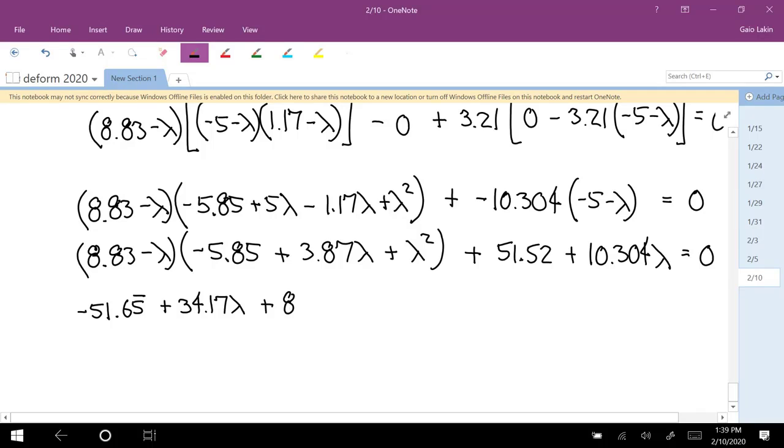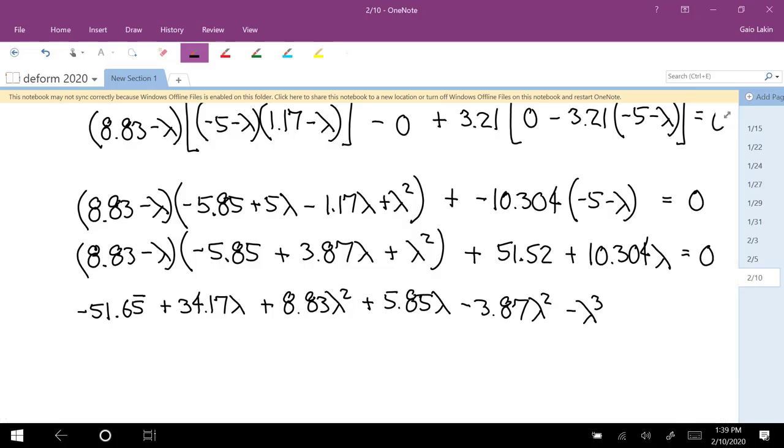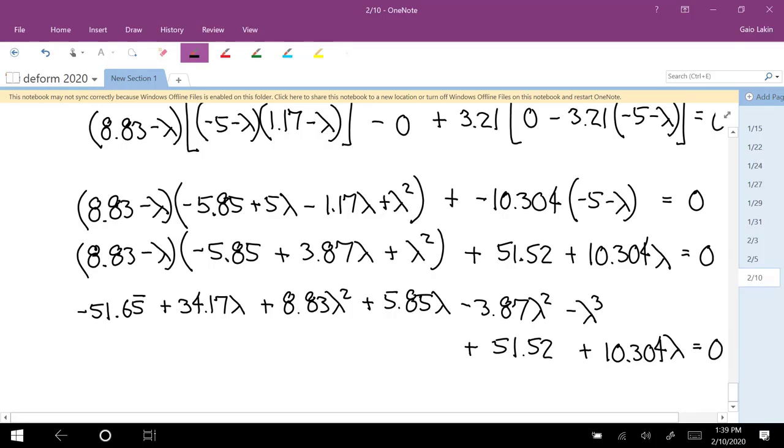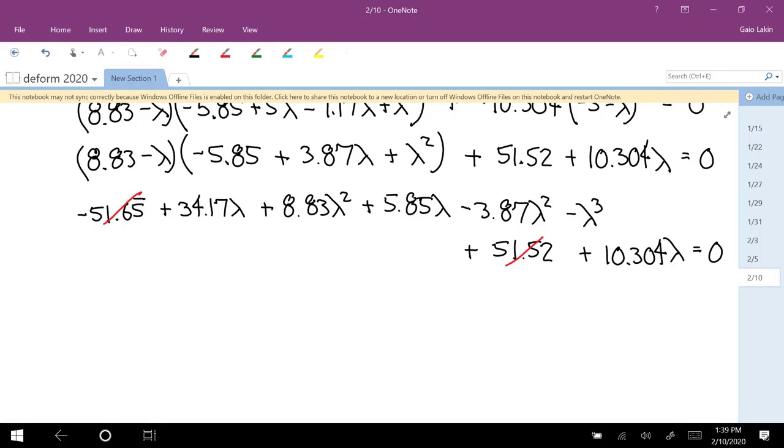lambda plus 8.83 lambda squared, and then plus 5.85 lambda minus 3.87 lambda squared minus lambda cubed plus 51.52 plus 10.304 lambda is equal to 0. And you can see that those cancel if you're a naturally sloppy person. Okay, so what do we get? That's what we needed, those to cancel. So we have, there's our cubic.